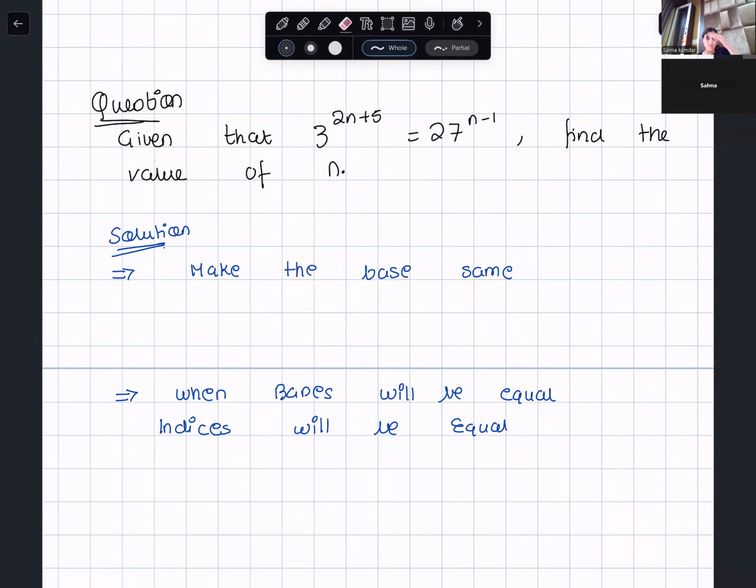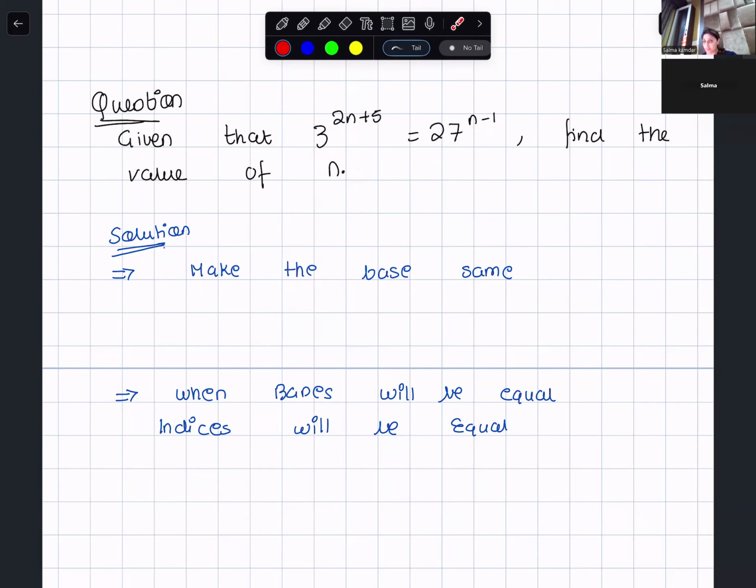Now we do another sum of indices where we are given a question: 3 to the power 2n plus 5 is equal to 27 raised to n minus 1. And you have to find the value of n.